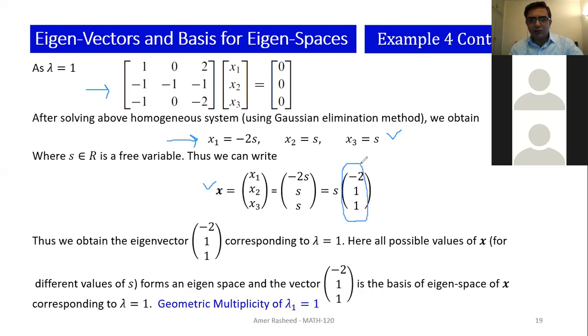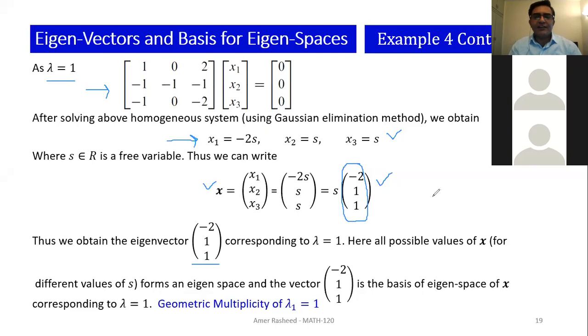Now this is the corresponding eigenvector for lambda 1 is equal to 1. There is a typo here. Now this is the eigenvector corresponding to lambda 1. But if you see here, x is this vector times s, where s is a free variable and s belongs to R as well. Now, when we vary the values of s, how many eigenvectors do we get here? Infinitely many, because s belongs to R and R has infinite or uncountable points.